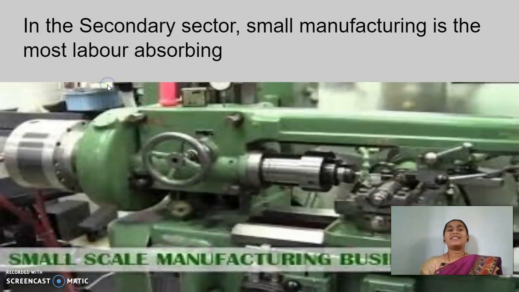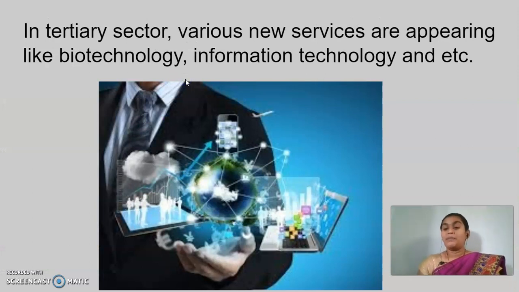And the next, coming to the secondary sector, the small manufacturing activities. Even in the first chapter we have seen that people are engaged in different ways: agriculture, the second one manufacturing, and one more, the tertiary sector. The people started giving some services to the people. It is called the service sector. Nowadays we can see new services appearing in society, like biotechnology, information technology, telecommunication, hospitality, all those things.